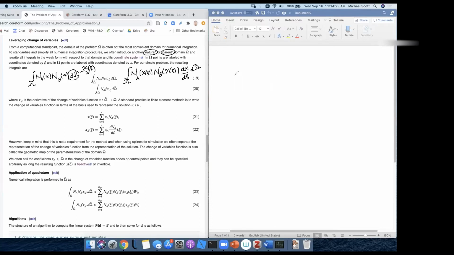Okay, so basically what we've done, let's draw a schematic, is we have, let's say, some domain, omega. This is what we're going to call our physical domain. And it's where we're solving the problem. Sometimes we also use the term computational domain.